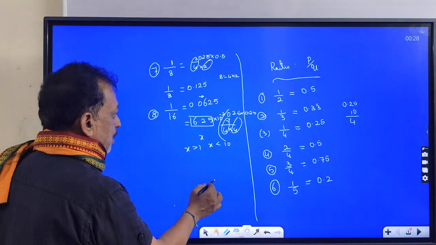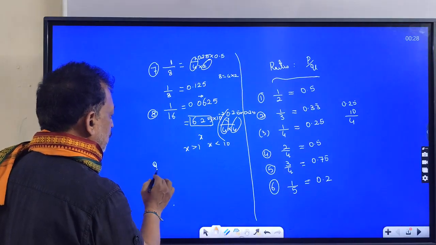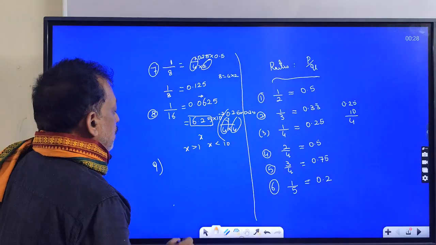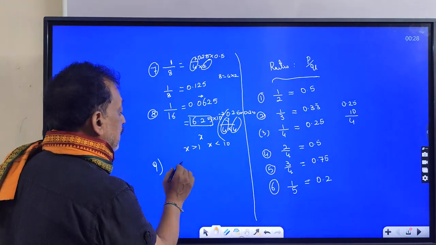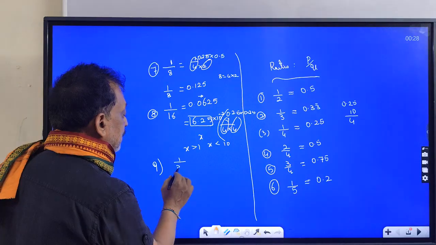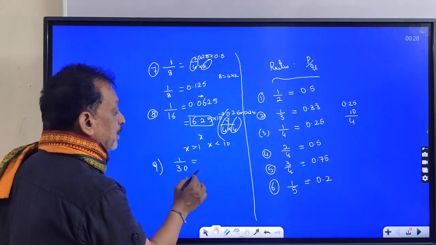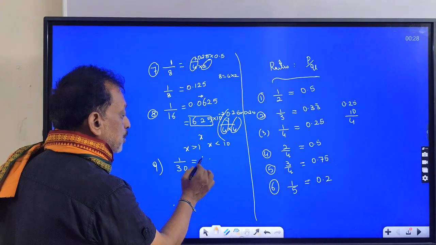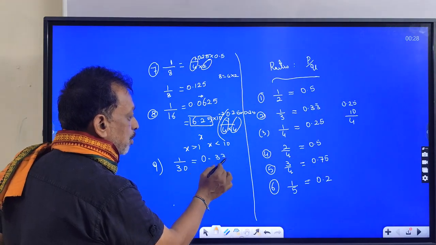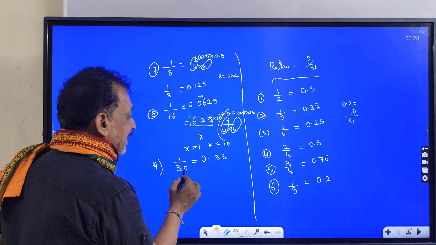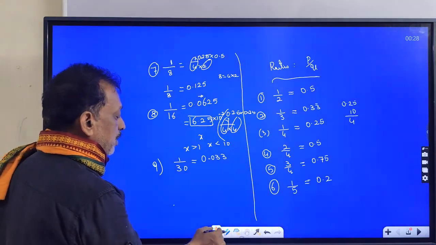Now go to the next number calculation. Suppose your calculation is 1 by 30. 1 by 30, what to do? First you can go with 1 by 3. 1 by 3 is how much? 0.33, with a bar you can put, no problem. Since there is a 10, I can put 0 here. So immediately you can do this.